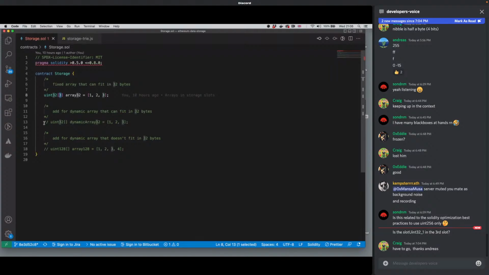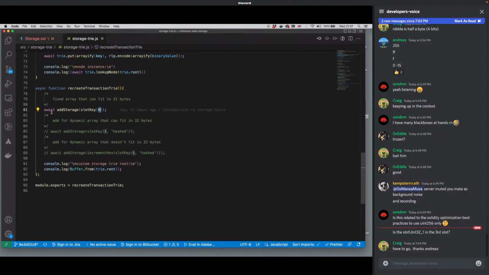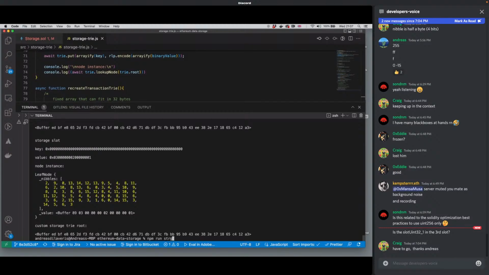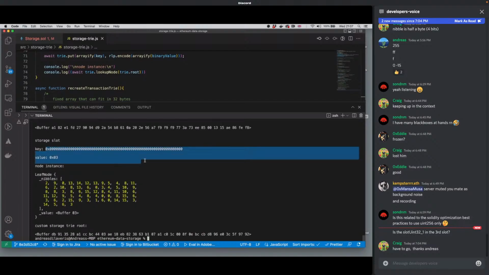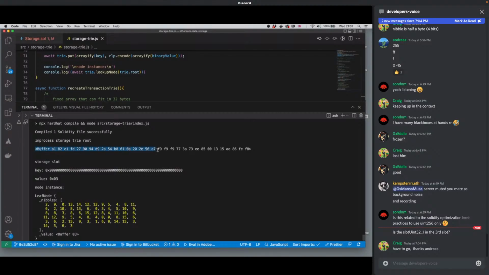But look what happens if instead of the uint32 fixed array, I put a dynamic array, and I also populate it with these values, but it can be populated with more values. It's not fixed. So if I check that, look what happens. Slot 0. This is weird. We just have the value 3. That's it. And if you look, the storage root on our custom trie isn't equal to the storage root of our in-process trie.